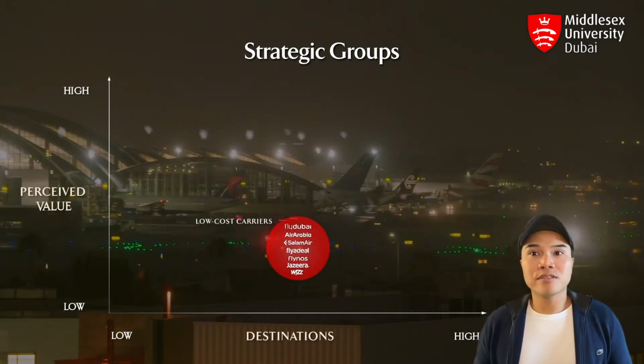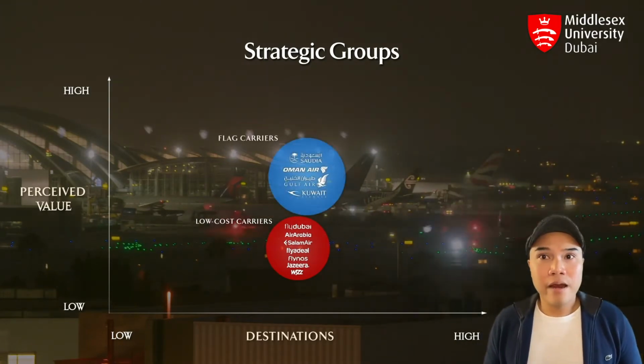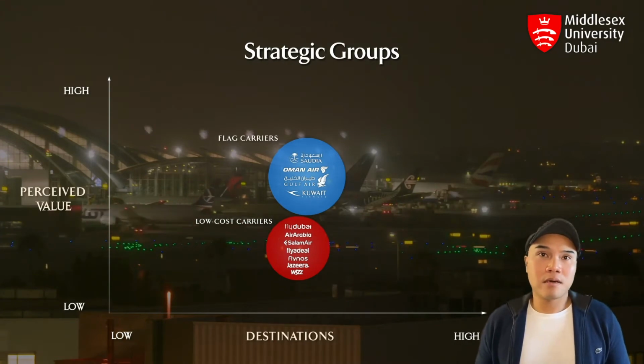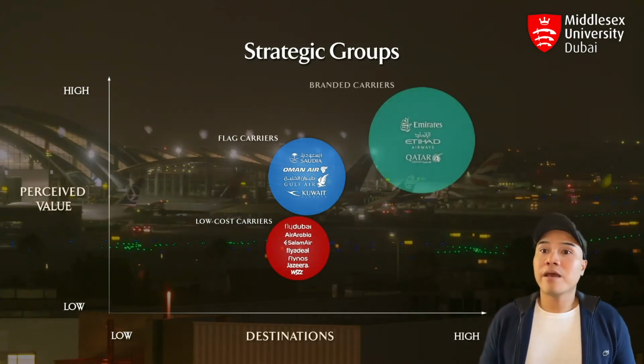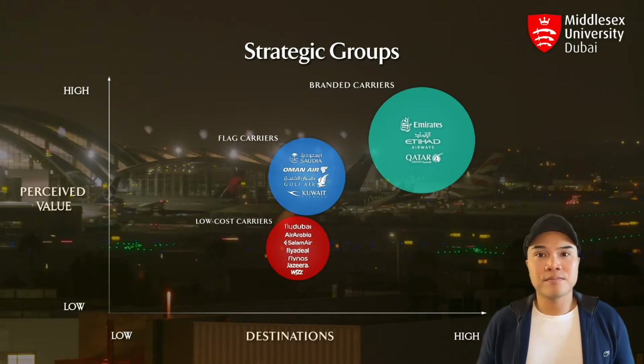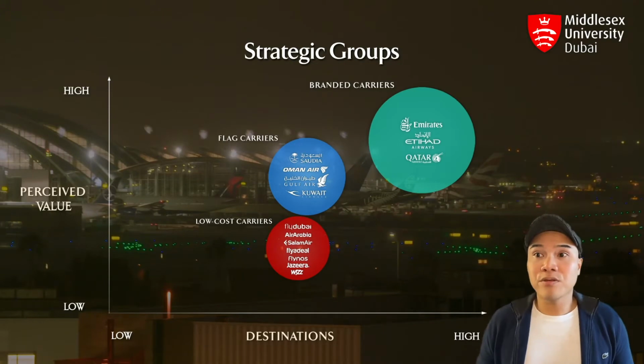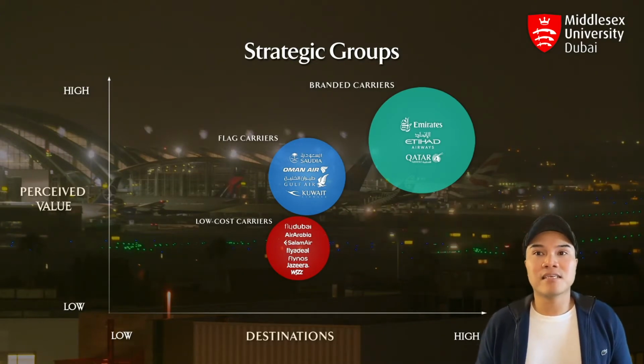First, low-cost carriers such as Fly Dubai and Wizz Air, the flag carriers which are Oman Air and Saudi Arabian, the branded carriers which consist of Emirates and Qatar Airways. Today, we'll be focusing on the branded carriers, and I will take you through the mobility barriers and key success factors.